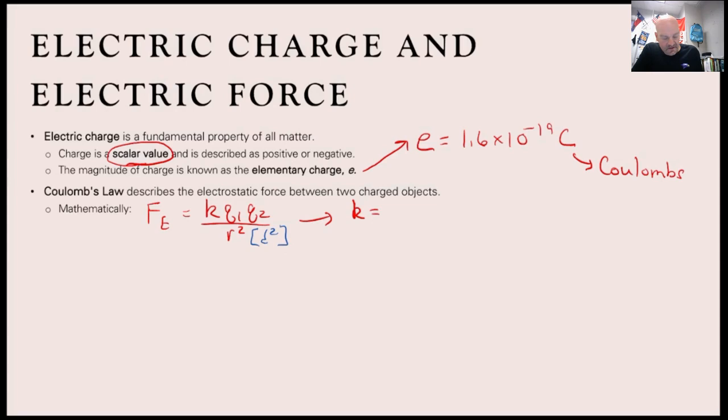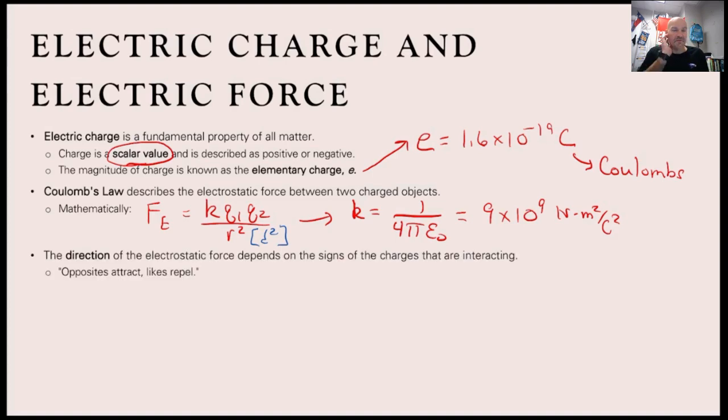Now, k is the electrostatic constant. You'll see it sometimes written as 1 over 4 pi epsilon naught. Or if you look at the formula sheet, it'll be written in its true form, which is 9 times 10 to the 9th newtons times meter squared per coulomb squared.